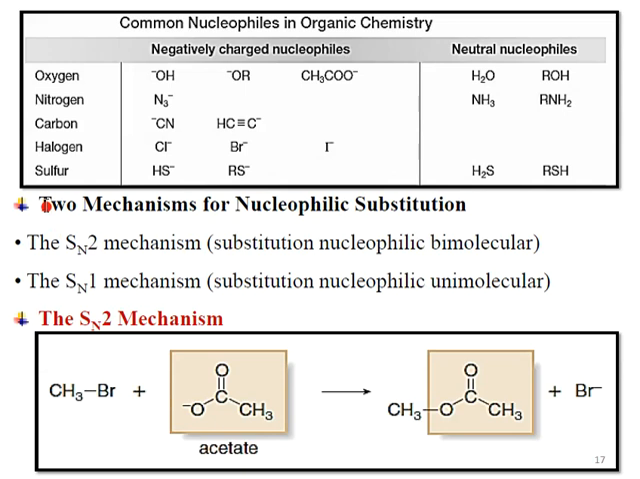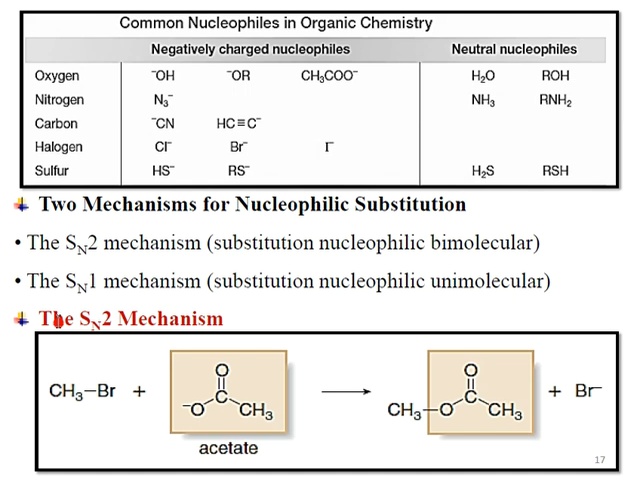I will start with the two mechanisms for the nucleophilic substitution reaction. The first mechanism is the SN2 mechanism. SN2 means substitution nucleophilic bimolecular, and the SN1 mechanism is substitution nucleophilic unimolecular. We will see the difference between them.